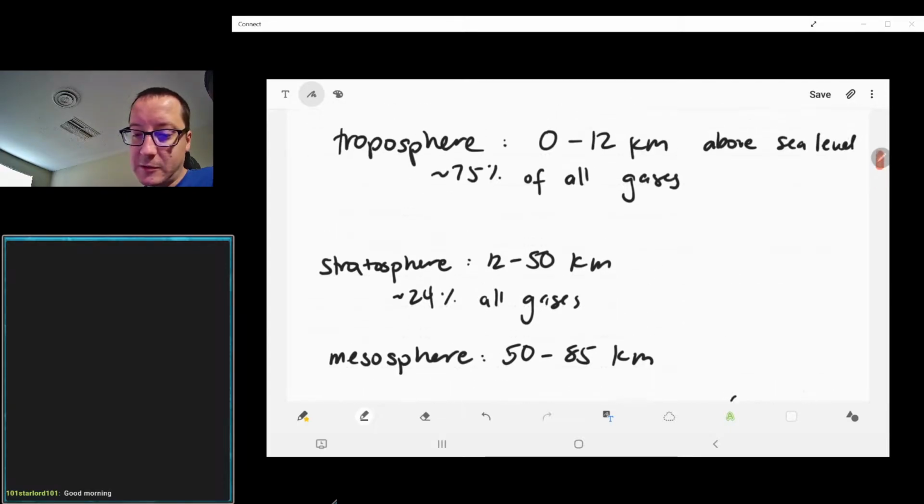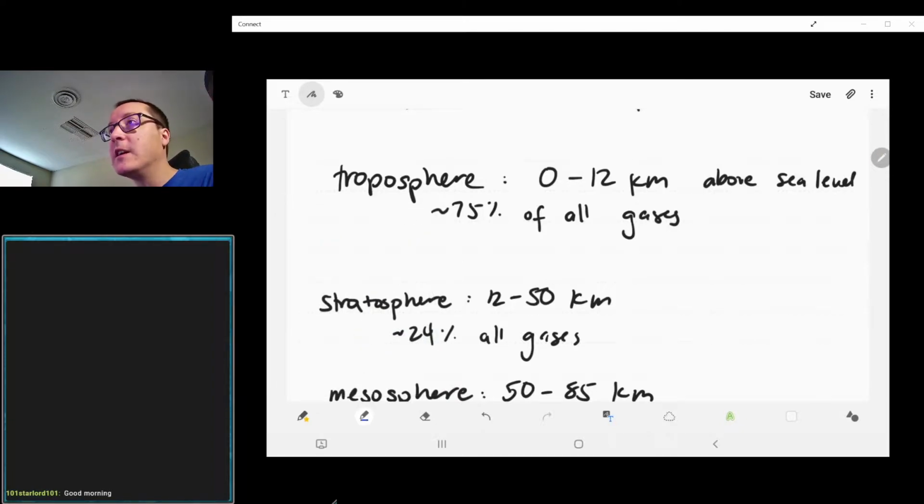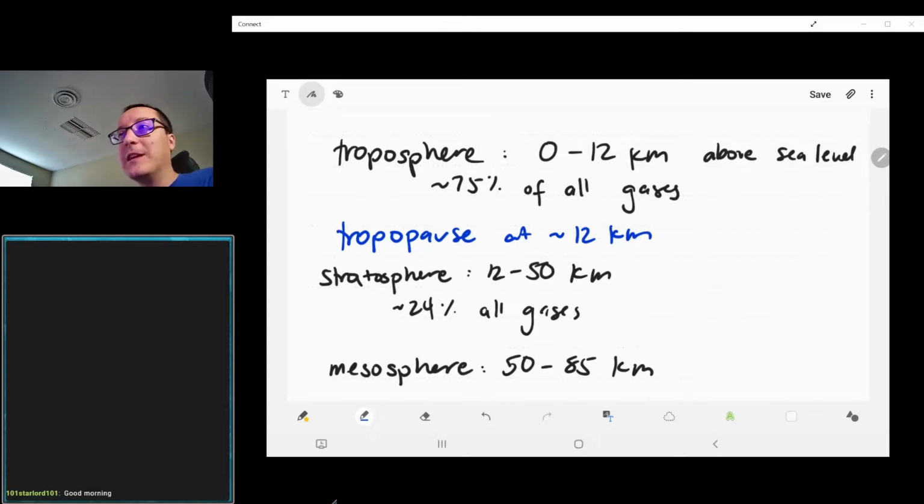What's interesting to note is that these layers are not just arbitrarily defined. So it's not just, okay, we have this random 12 kilometer barrier. No, we actually have something called a tropopause, at 12 kilometers. And that's an area across which not a lot of gases migrate. These pauses are areas where gases don't really go in between the layers. They do it very, very slowly. So gases diffuse across these pauses very, very slowly.